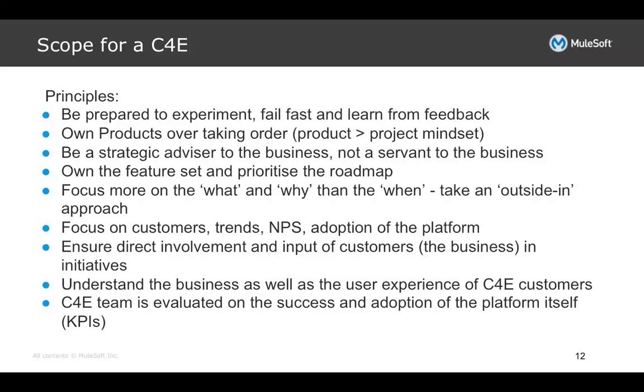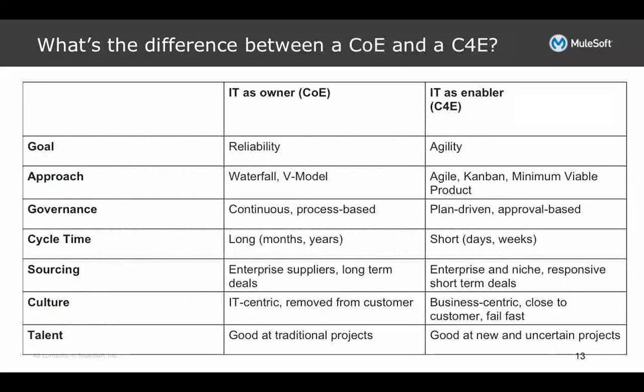It's important to understand the difference between a COE and C4E to understand how C4E really benefits a company over COE. So let's take a look at some of those aspects here. The main goal of the COE pattern is reliability. So focus is given more on reliability, building something that can be long-lasting and reliable. Whereas the goal for C4E is agility. So you may build something which is a minimum viable product, but there is a refactoring bit involved.